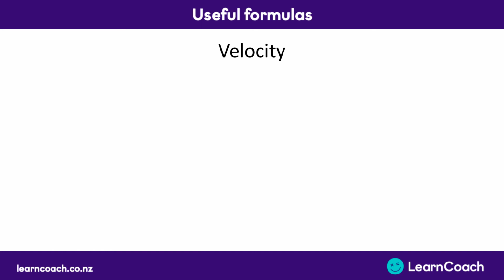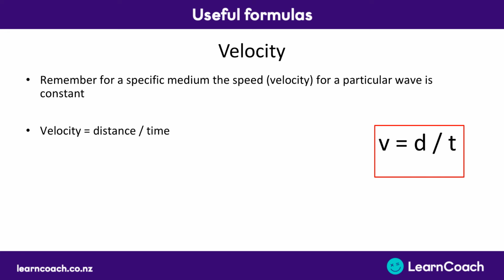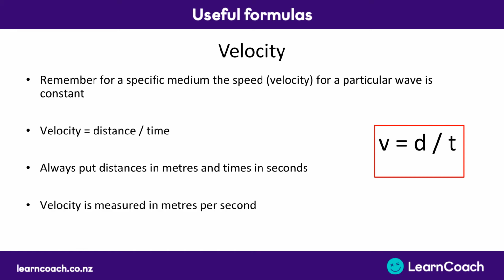Next, we're going to talk about velocity. Remember, for a specific medium, for example water, the speed or the velocity of a particular wave is constant. Velocity or speed is equal to the distance that a wave travels divided by the time that it takes to travel that distance. So we use this equation v equals d divided by t quite a lot. When we're talking about velocity, we always have to put our distances into meters and our times into seconds. Otherwise our answer is going to come out wrong. Velocity is measured in units of meters per second.